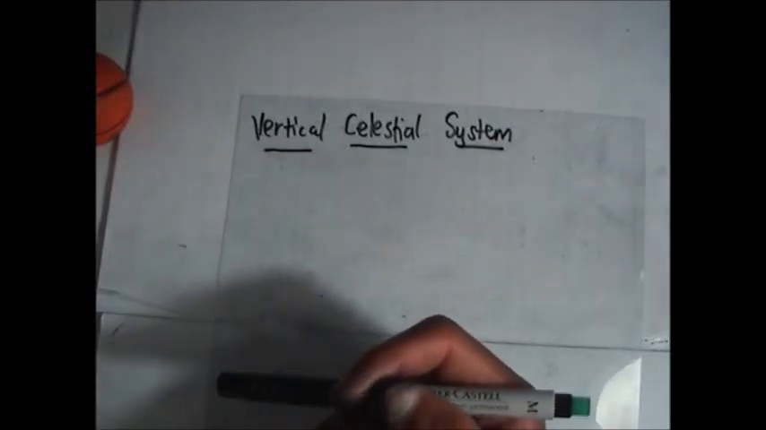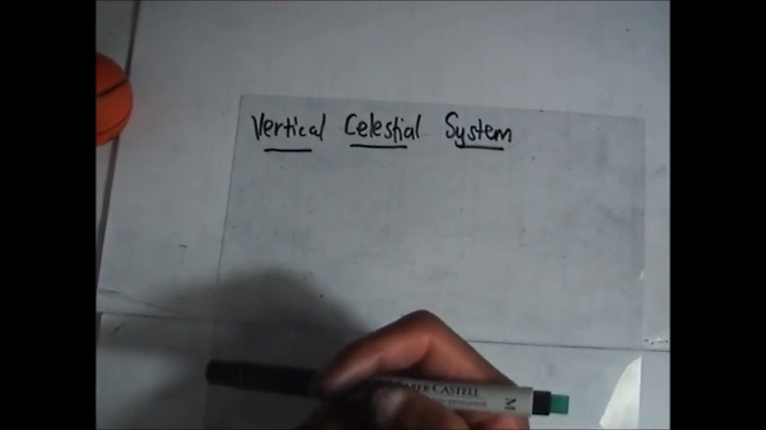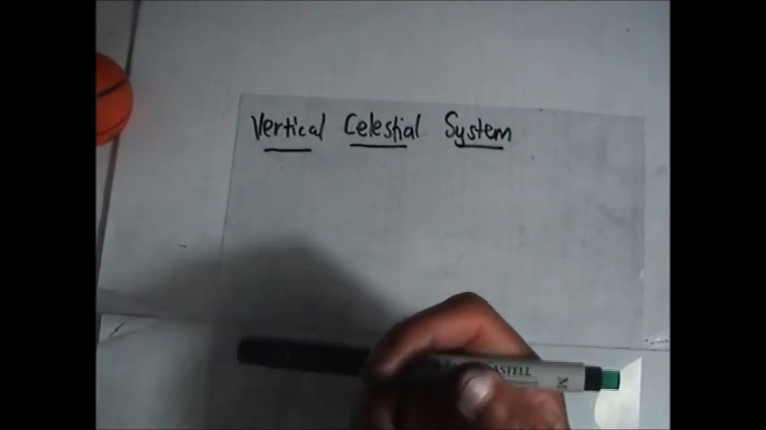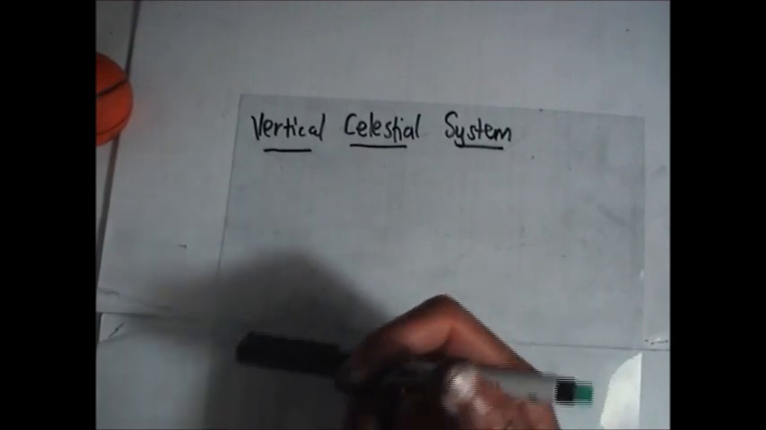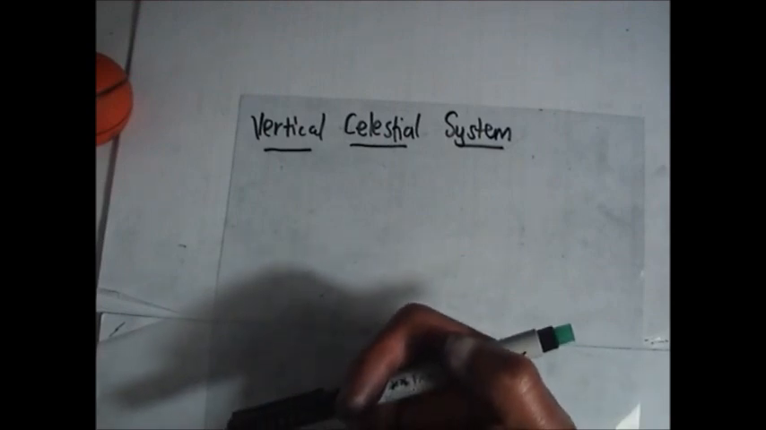Hello mates, in the previous video we started talking about the celestial sphere and we just discussed what the celestial sphere is, and we said in this video we are now going to start the systems, the celestial systems or the coordinate systems under the celestial section. So let's start with the vertical system.